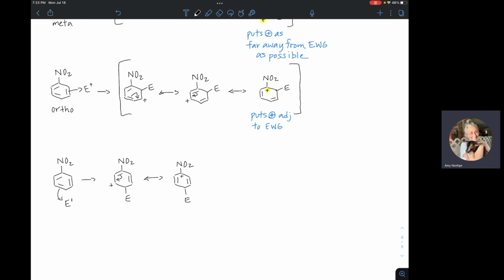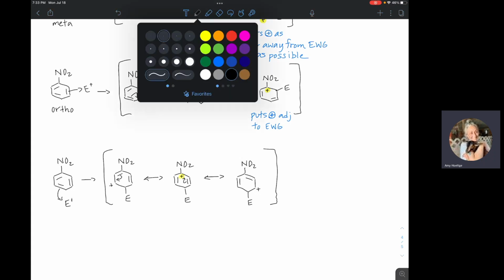That puts a carbocation right next to your electron withdrawing group. Considered energetically undesirable. And again, at the end of the day, when we do the chemistry, we notice that when we have an electron withdrawing group on the aromatic ring, the major substituted product is at the meta position. And then we draw these out to help rationalize it.